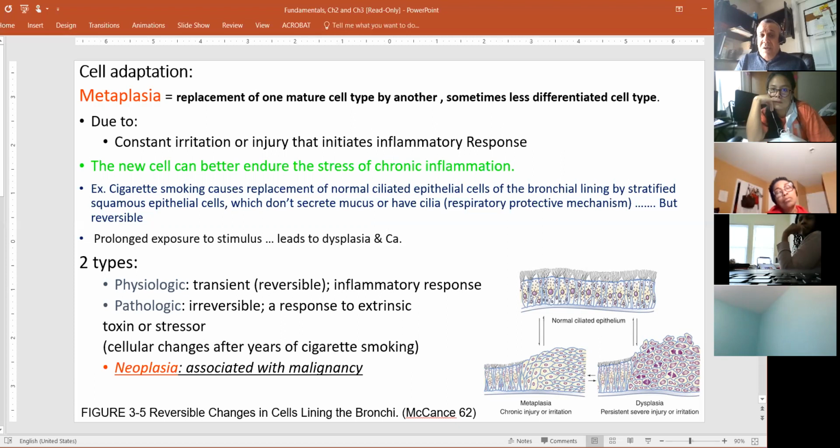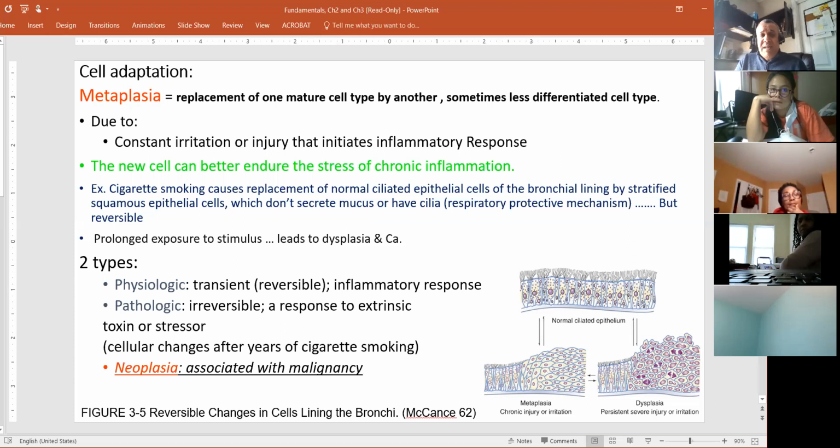Metaplasia, it's very easy to become a neoplastic cell. Dysplasia, this is a likelihood too, but metaplasia is more likely than dysplasia. So we have metaplasia. The new cell can endure the stress of chronic inflammation.